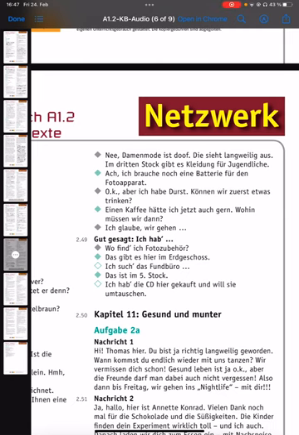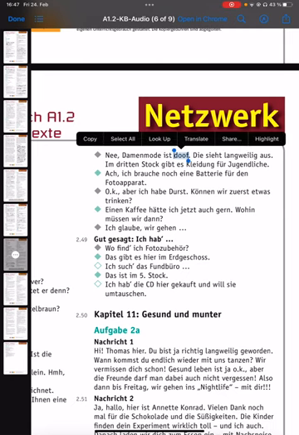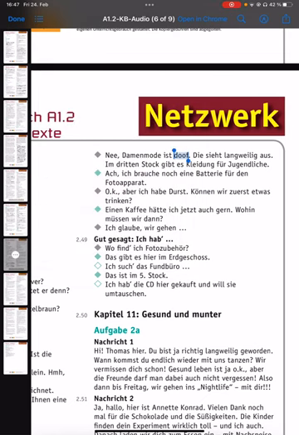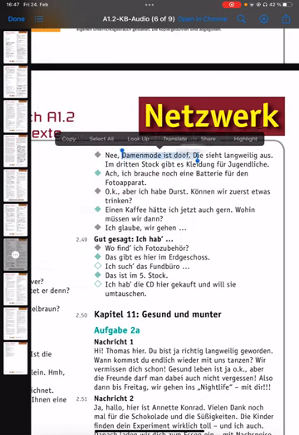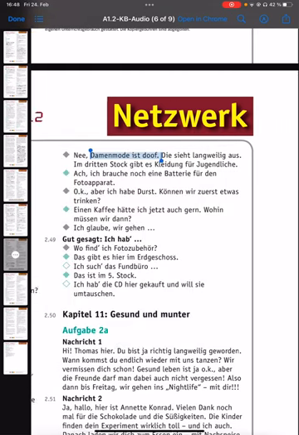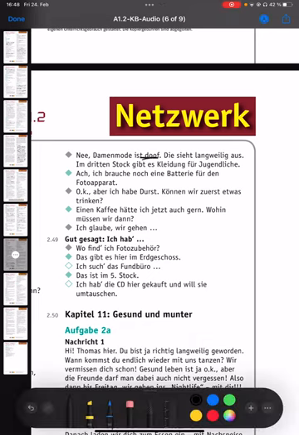Nee, Damenmode ist doof. What is doof? It's doof. Yeah, it is not good. Doof is boring, stupid, yeah. Oh, yeah, this is correct. Women fashion is doof. Die sieht langweilig aus. That looks very boring. In diesem Stock gibt es Kleidung für Jugendliche. Ich brauche noch eine Batterie für den Fotoapparat.